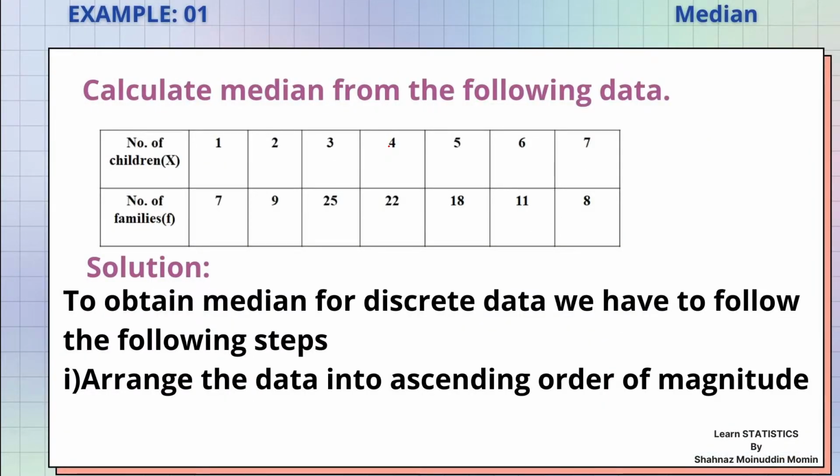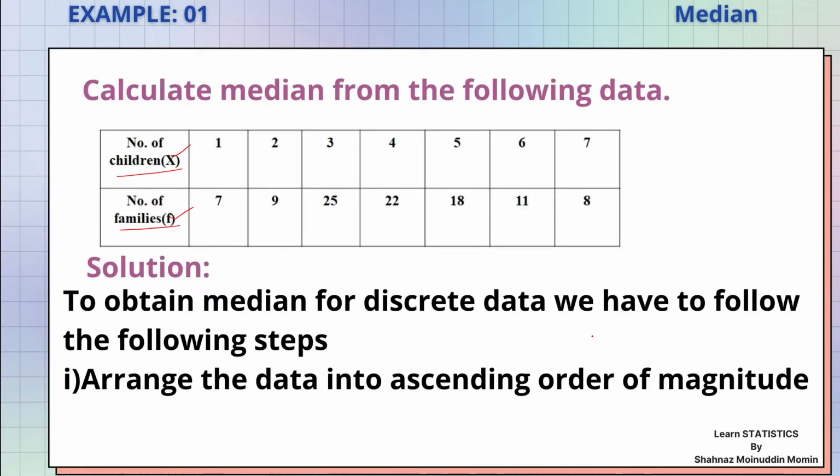Calculate the median from the following data. Here we are given the values as number of children x and frequency as number of families f. Number of children 1, 2, likewise 6, 7, and their corresponding numbers of families are given. To obtain the median for discrete data, we have to follow some steps, which should be kept in mind while calculating the median in discrete data.